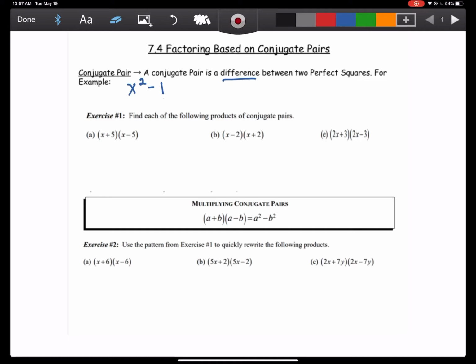Okay? Another example. We could go with 4x squared minus 4. 4x squared is a perfect square because it's found by taking 2x and multiplying it by 2x. And 4 is a perfect square because it's found by getting 2, multiplying it by 2. So it could be all sorts of things. It could be x squared minus 9. These are all examples of conjugate pairs.